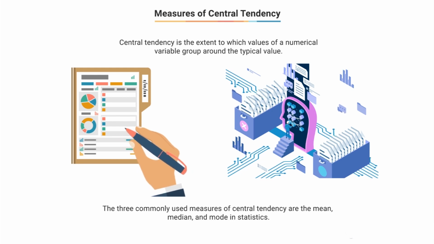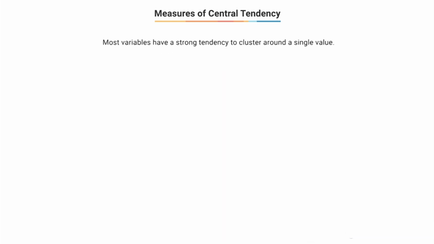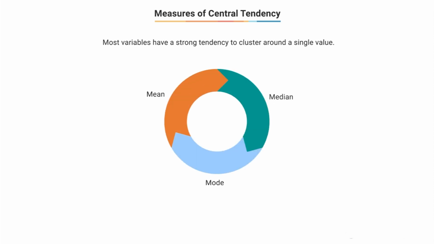In statistics, the three most common measures of central tendency are the mean, median, and mode. Most variables show a distinct tendency to group around a central value. When people talk about an average value or the middle value or the most frequent value, they are talking about mean, median, and mode, the three key measures of central tendency.